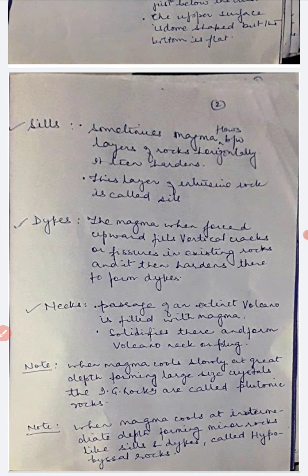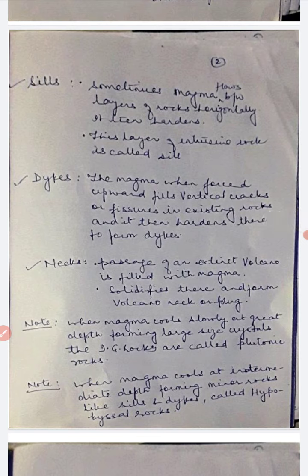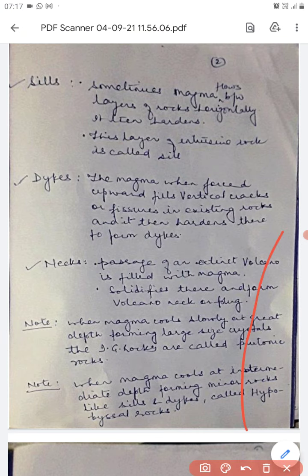So sills: sometimes the magma flows between the layers of the rocks, making it more hard, and this layer of intrusive rock is called a sill. Dikes: it is the magma when it is forced upwards to fill the vertical cracks or fissures opening in the rocks, then it forms dikes. And next, it is a passage of an extinct volcano filled with magma. So a volcano which has become extinct, when it is filled with magma, is called a neck.